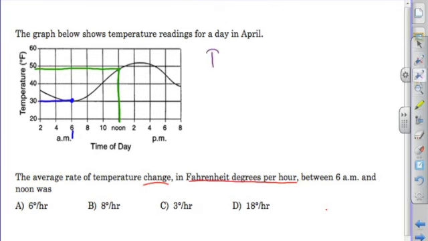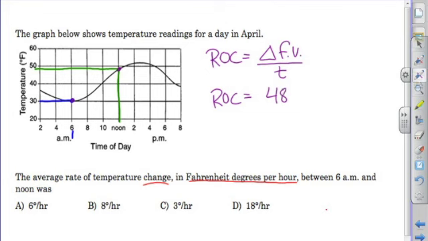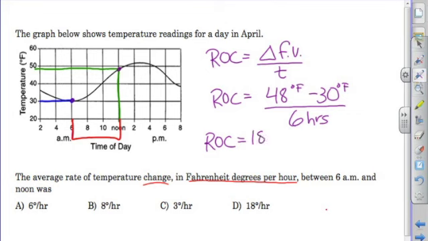So we come back to our formula. ROC equals delta field value over time, or change in value over time. ROC equals, we said that this was approximately 48 degrees and this was 30 degrees. So 48 degrees Fahrenheit minus 30 degrees Fahrenheit divided by the change in time. There is 6 hours of time between 6 a.m. and noon, so we will be dividing by 6 hours. ROC equals 48 minus 30 is 18 degrees Fahrenheit divided by the 6 hours gives me a rate of change of 3.0 degrees Fahrenheit per hour.